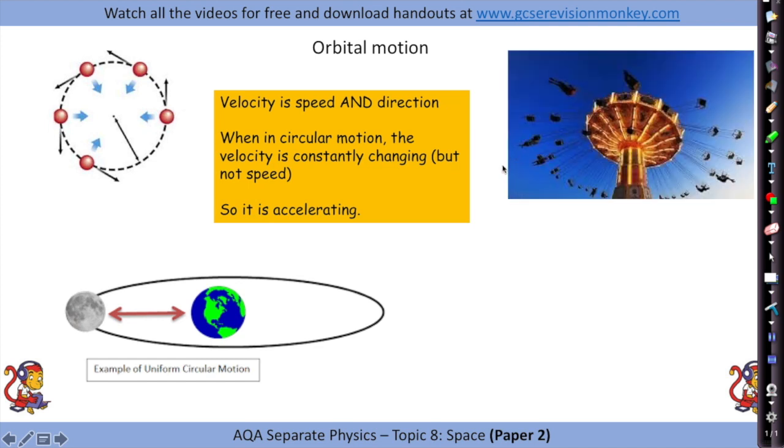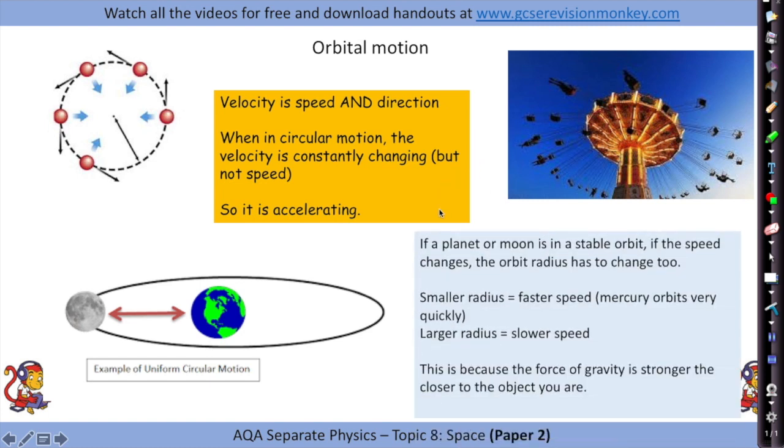Now, the example of uniform circular motion or orbital motion that they use in the exam board is planets orbiting stars. So if a planet or a moon is in a stable orbit, stable meaning that the distance of the object from the planet is staying the same, if the speed changes, the orbit radius has to change too.